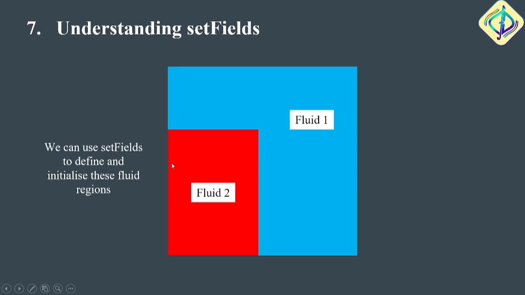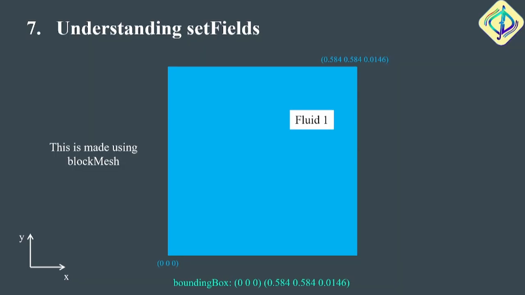Now, as I said, you can use set fields to define this particular region, or to initialize these fluid regions. Okay, and it is widely used in multi-phase cases. So first you will create the fluid domain for the fluid 1, in this case air. For this you can use block mesh. You will create a simple domain. Now this is the 2D domain. I've given the lower and upper limits for this case. Again, this is the 2D domain, so there's almost negligible depth in the Z direction. So you will create a domain using block mesh, and this will behave as your air of fluid 1.